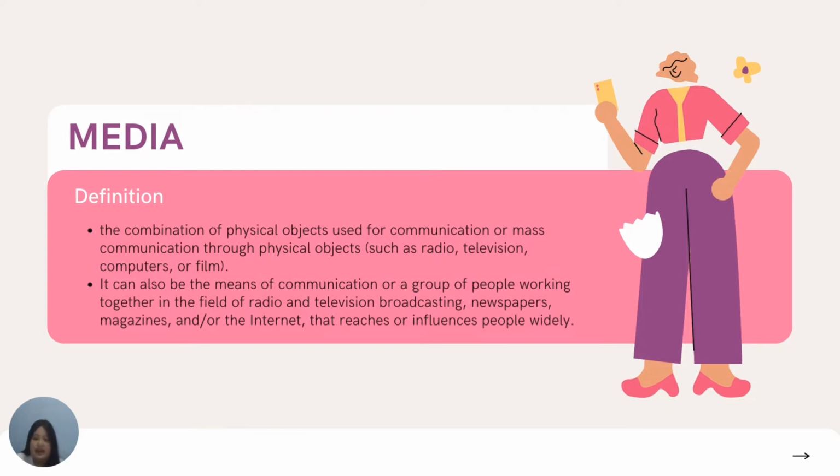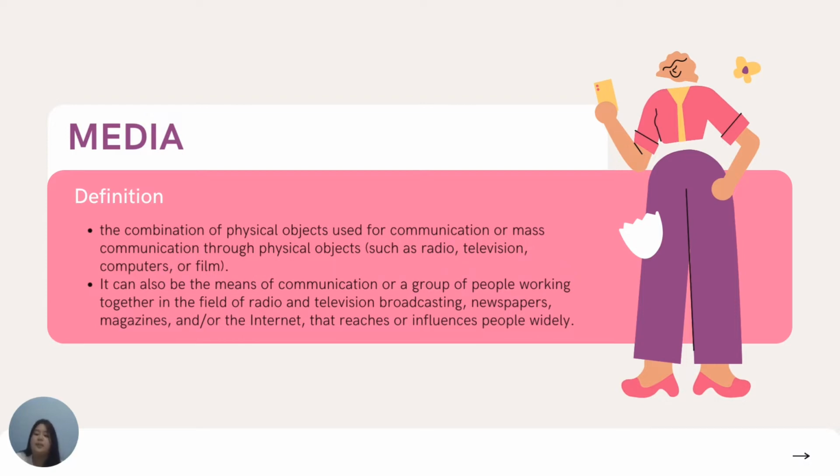Nowadays, the term media comes in many forms. Media is defined as the combination of physical objects used for communication or mass communication through physical objects, such as radio, televisions, computers, or film. It can also be the means of communication or a group of people working together in the field of radio and television, broadcasting, newspapers, magazine, and or the internet that reaches or influences people widely.